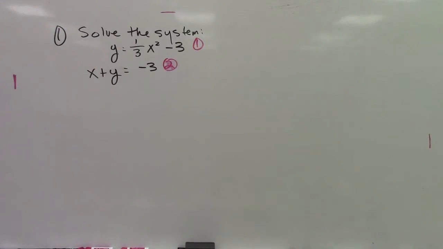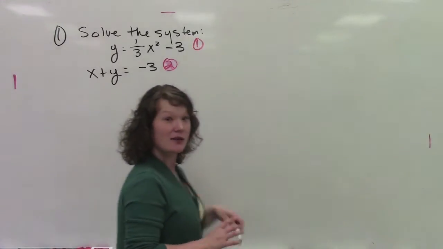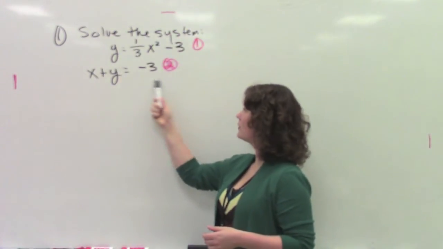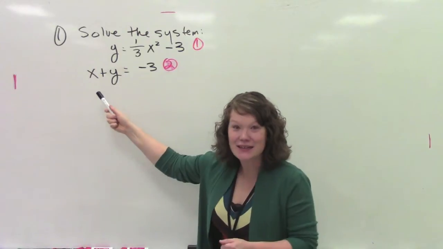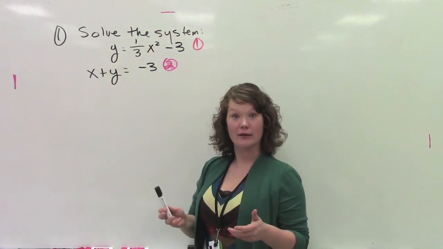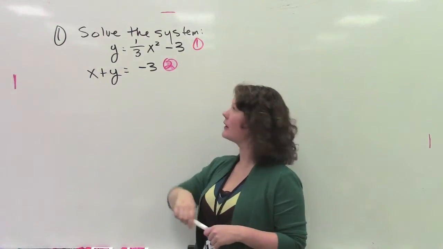Example number 1, solve the system y equals 1/3 x squared minus 3 and x plus y equals -3. Now yesterday when you solved this system you did it graphically. So what you would have done is you would have graphed this line. This is a line because the exponent is the implied 1. It's linear, not quadratic.